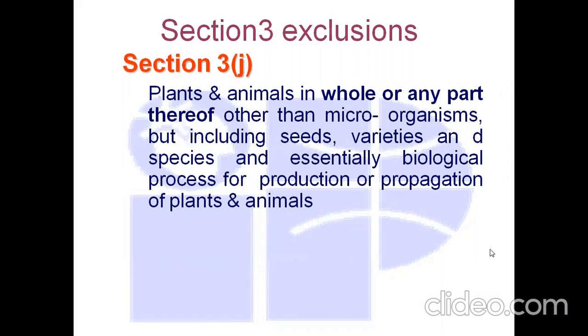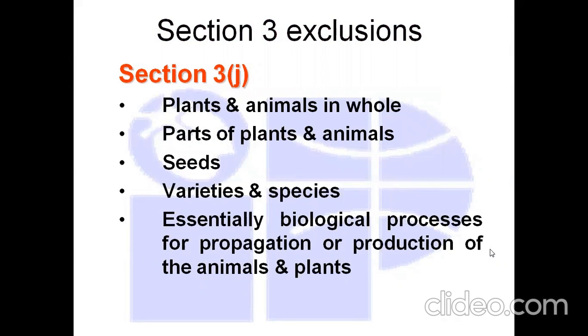Section 3(j) exclusion: plants and animals in whole or any part thereof other than microorganisms, but including seeds, varieties and species, and essentially biological processes for the production or propagation of plants and animals. Plants and animals in whole, parts of plants or animals, seeds, varieties, species, and these essentially biological processes are not patentable.